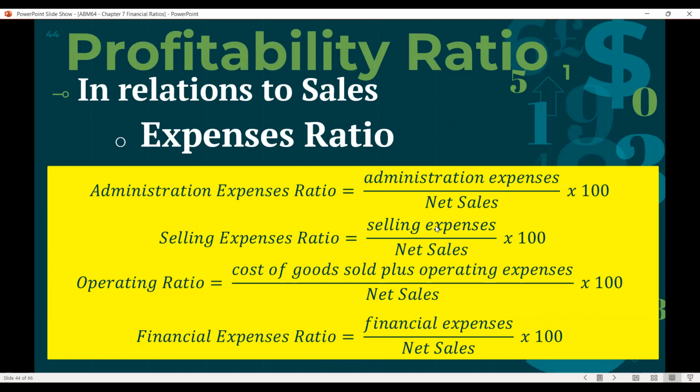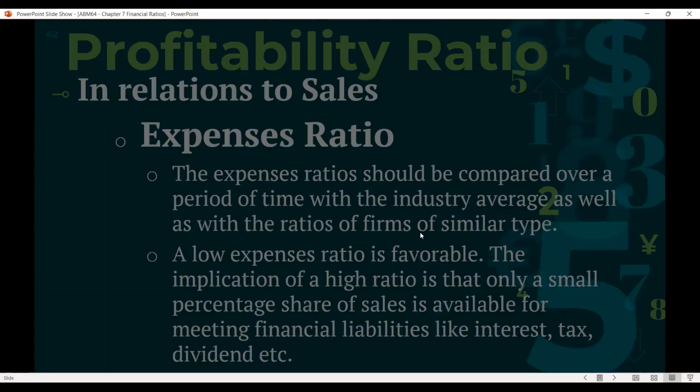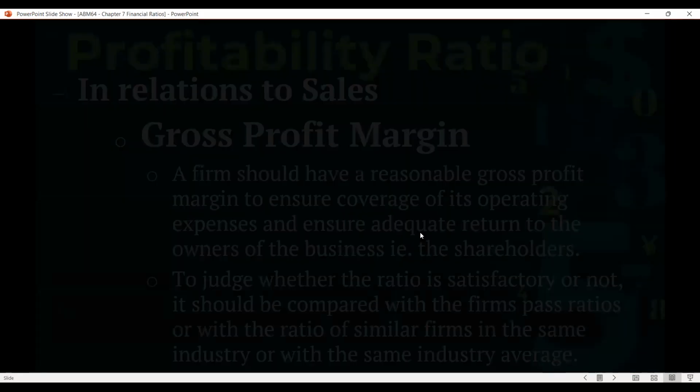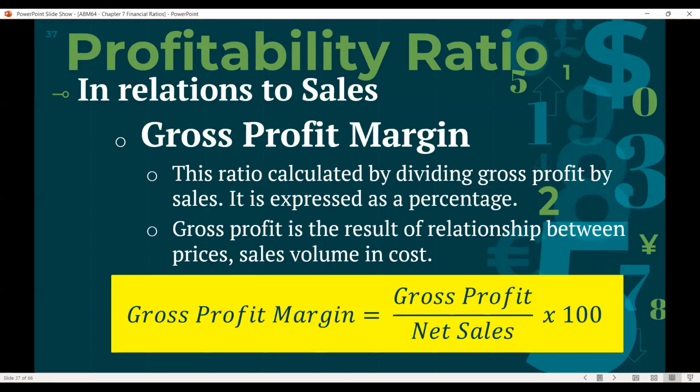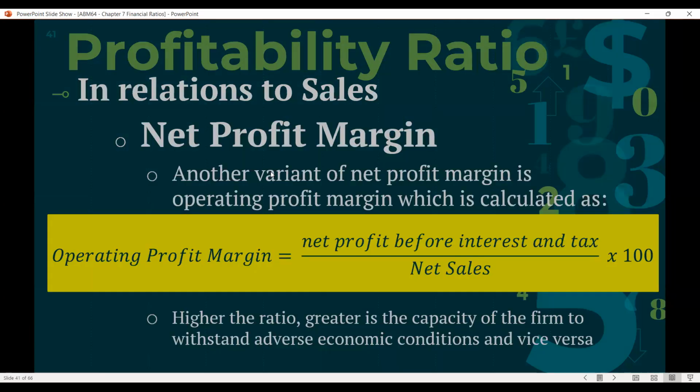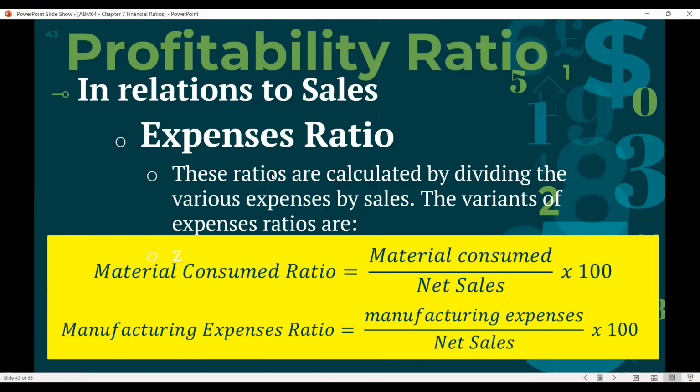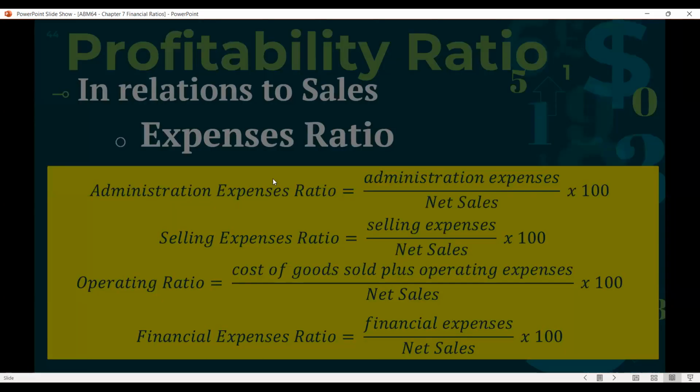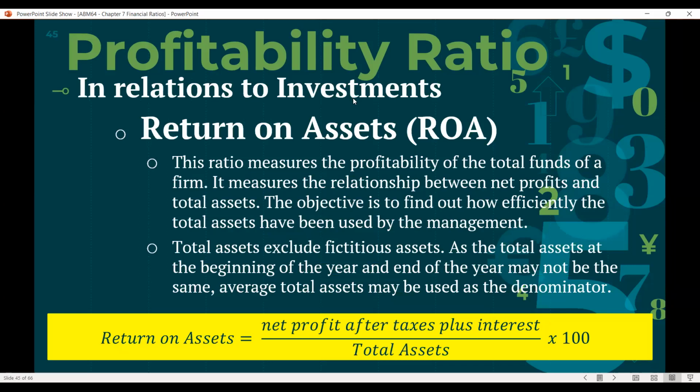So that's it for those in relation to sales. So we just use net sales as the denominator. So correct me if I'm wrong. When it comes to getting the ratios or the data for our sales, may it be from gross profit, net profit, or your expenses in relation to sales. So how about in relation to investment? So I guess familiar mo ani sa investment.